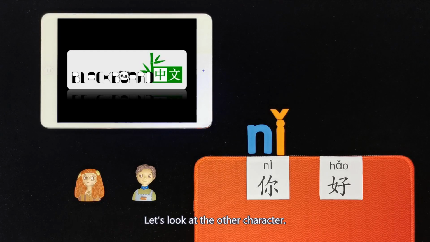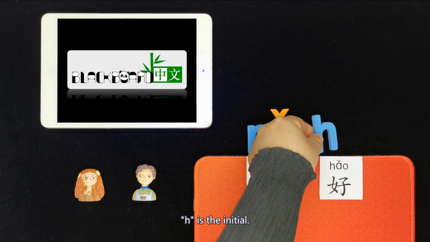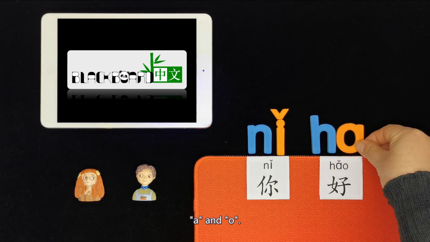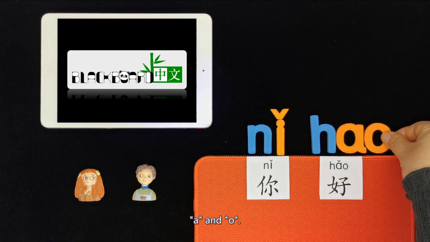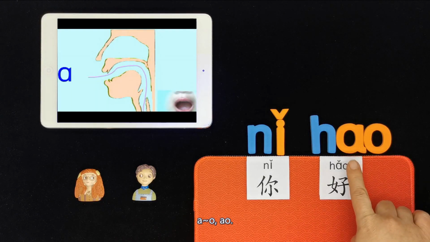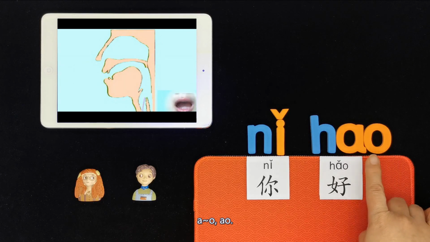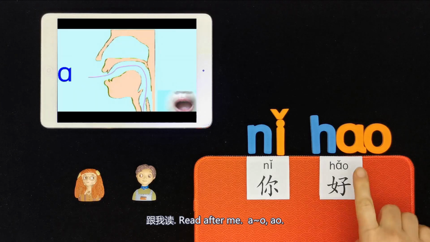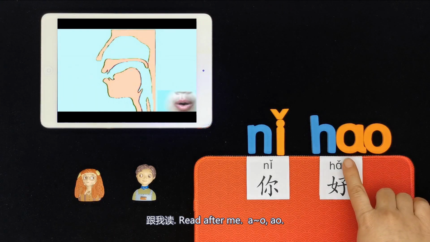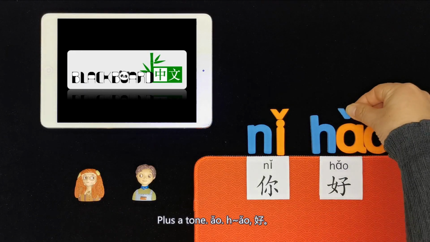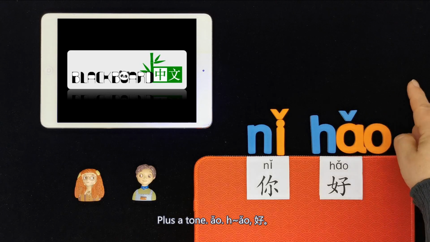Let's look at the other character. He is the initial. There are 2 simple finals in this syllable, a and o. Spell them together. Slide from a to o. A, o, ao. 跟我读. Read after me. A, o, ao. Plus a tone. 熬. He, ao, hao.